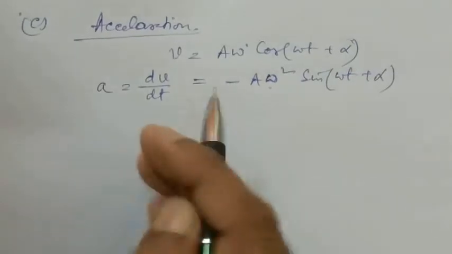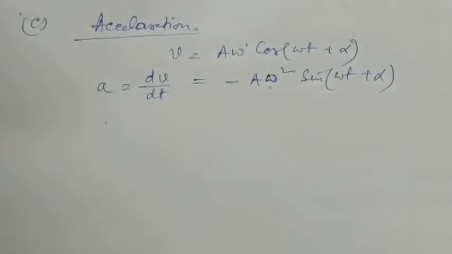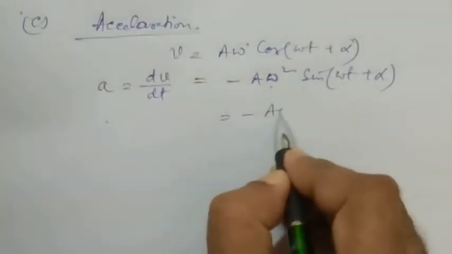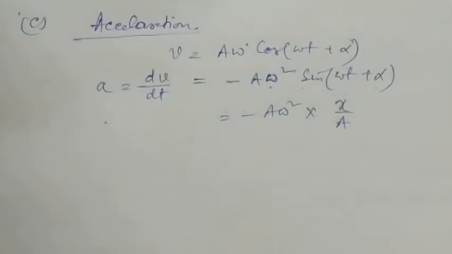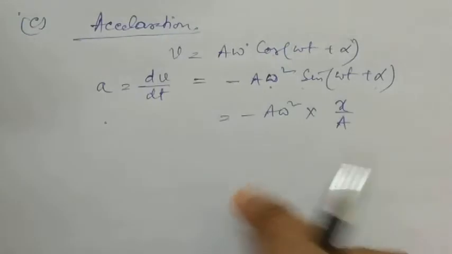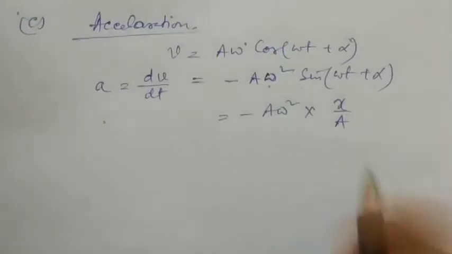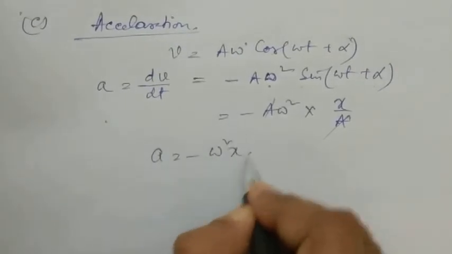Now similar to the previous case, if we put the value of sine omega t plus alpha as minus a omega square into x by a. What was x? It was x is equal to a sine omega t plus alpha. So what is sine omega t plus alpha? X by a. Again a gets cancelled out. A is equal to minus omega square x.